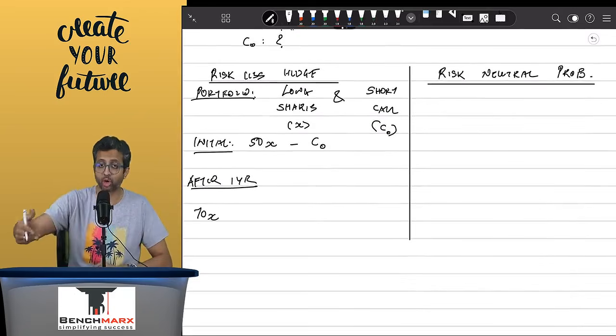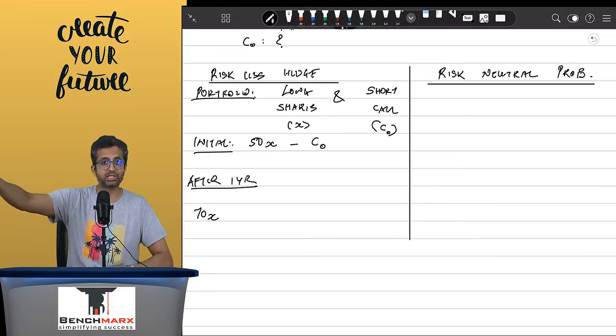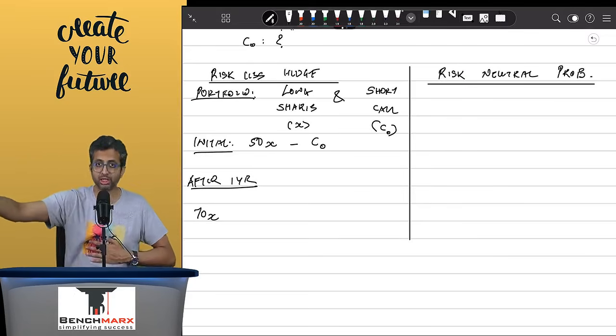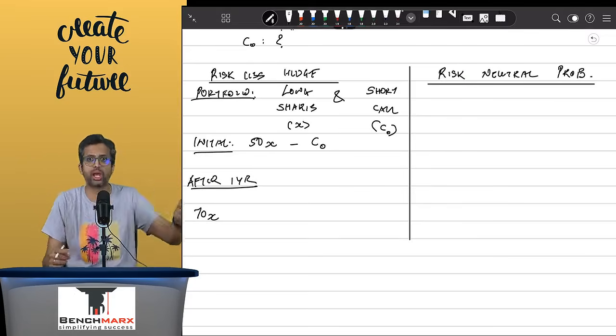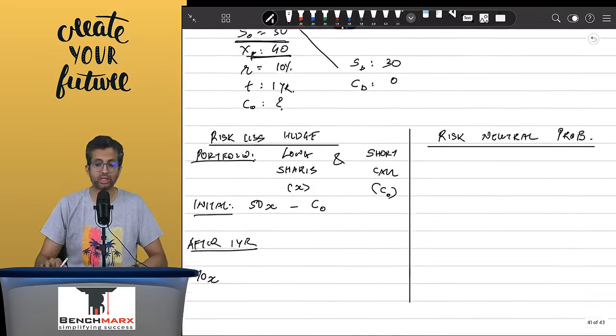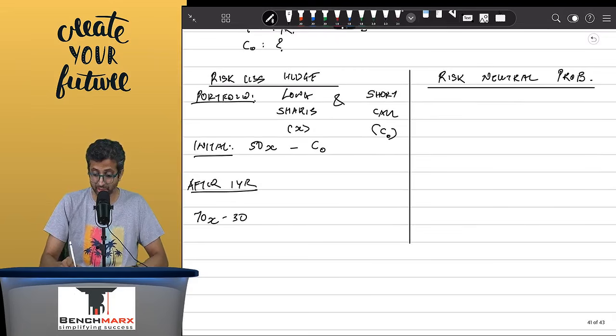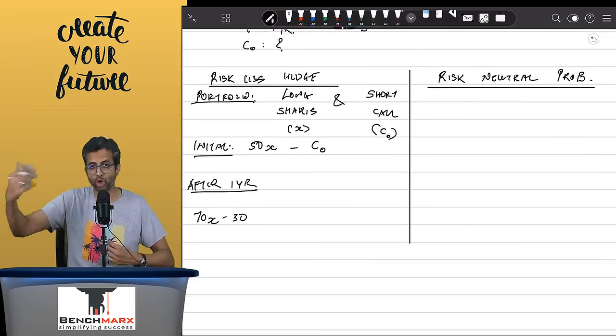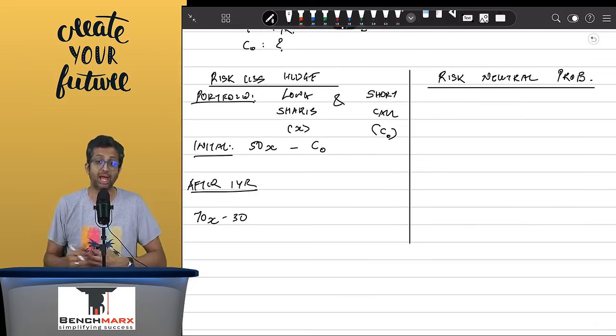However, you have shorted the call. If you have shorted the call, someone else has bought the call, and for the holder, the option is in the money. So they will exercise it, in which case you will have to pay. How much will I have to pay? Well, 30 rupees. I must have taken the premium, but against that, if the option is exercised, I'll have to pay 30 rupees.